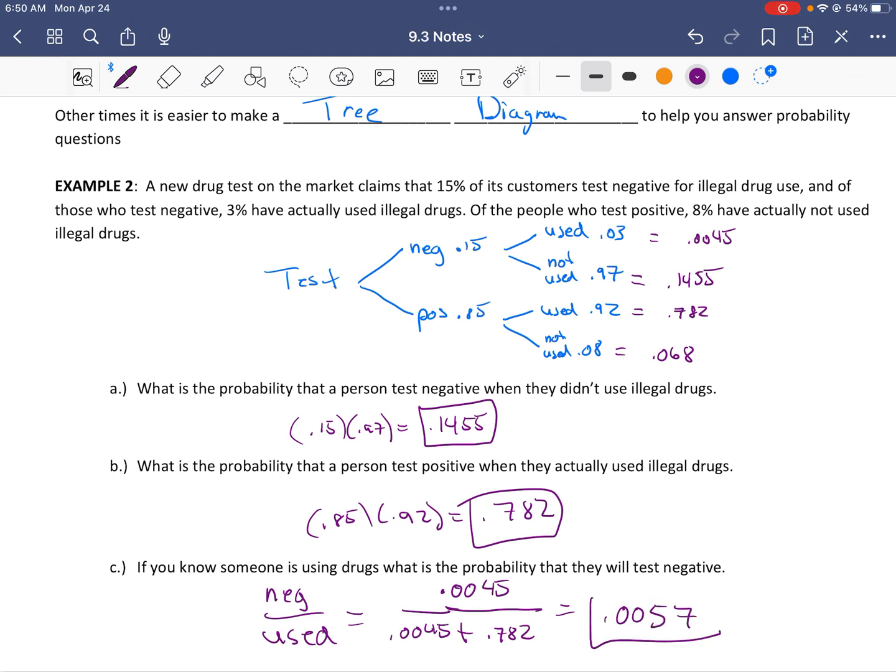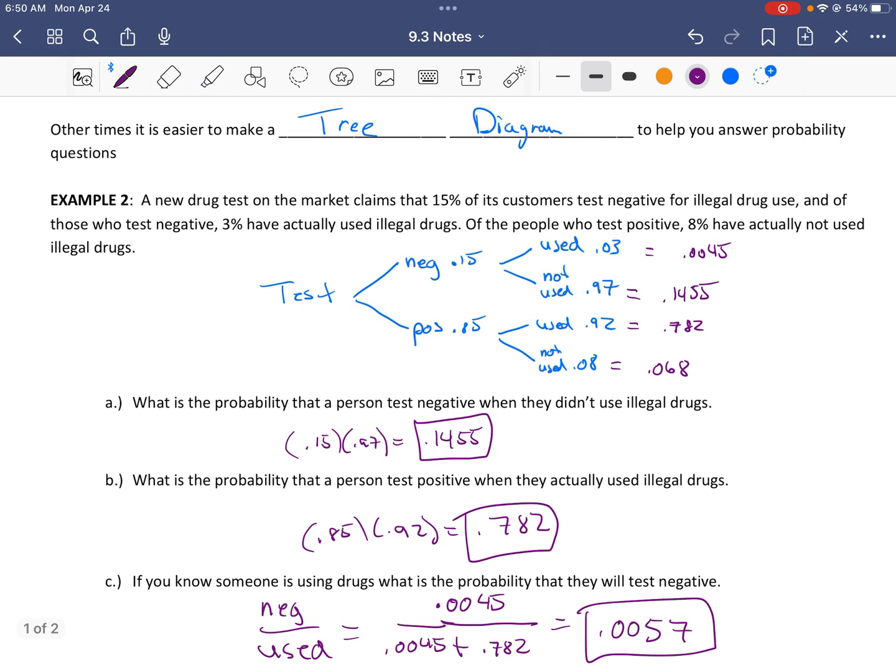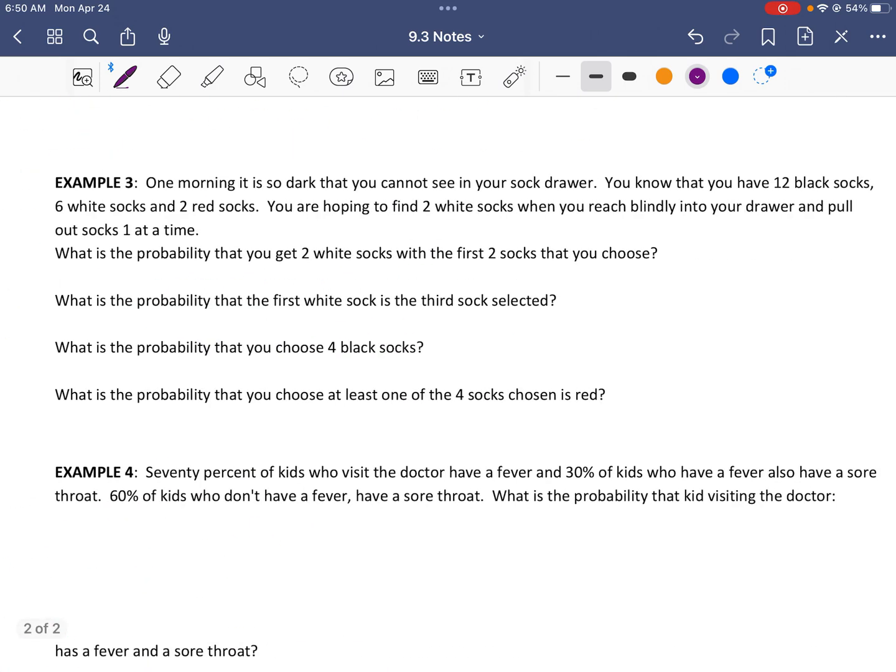Put in your calculator, 0.0057. That's the probability that if someone is using drugs, they will test negative. So 0.57%. That's a very, very small probability that if you're using drugs, you're going to actually test negative. It's hard to beat the test. All right, next page, example 3.